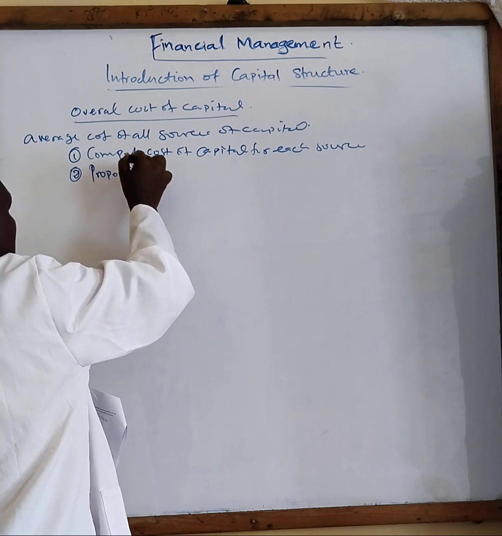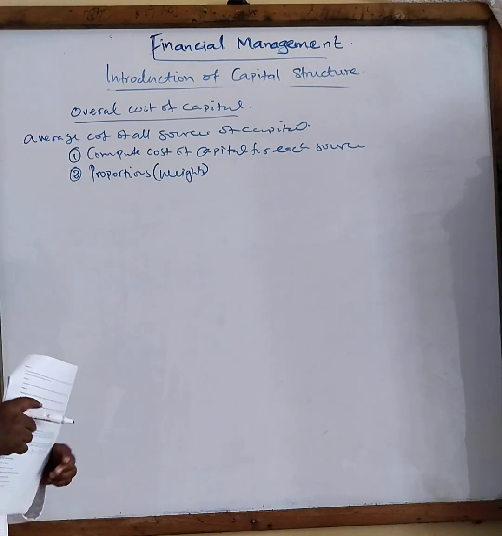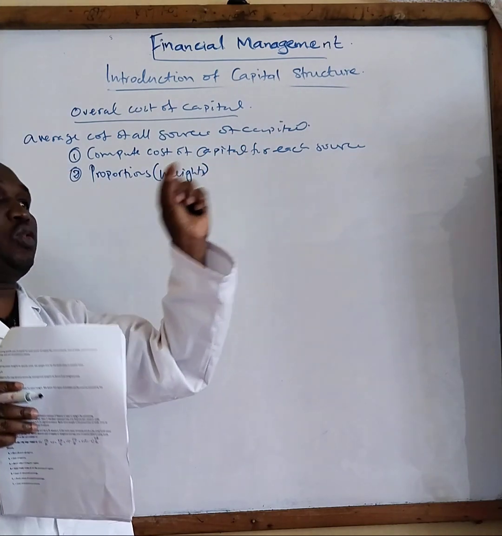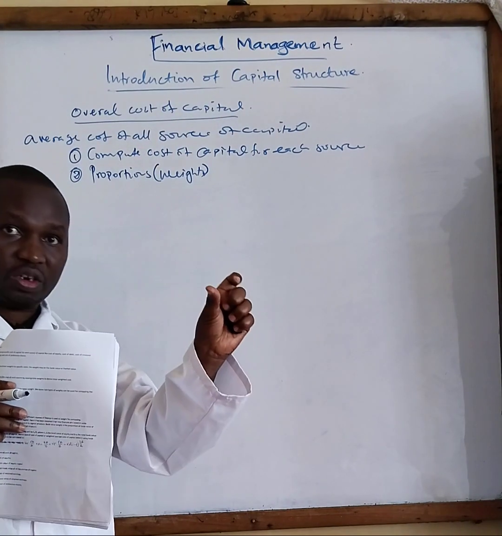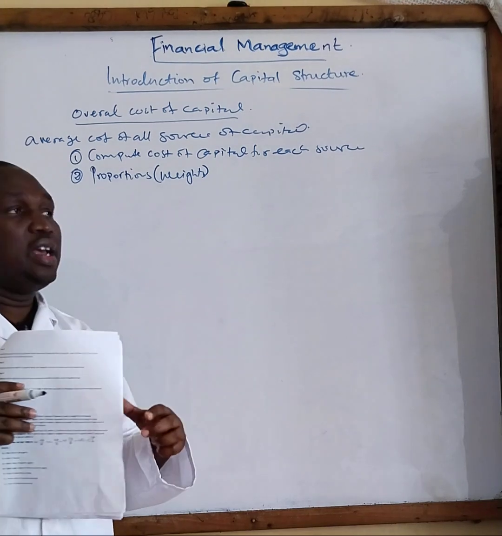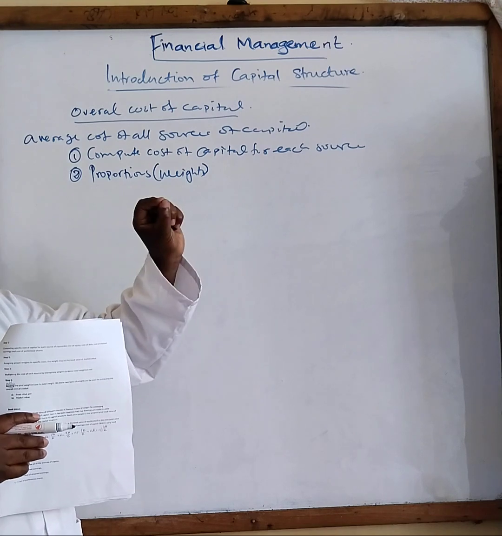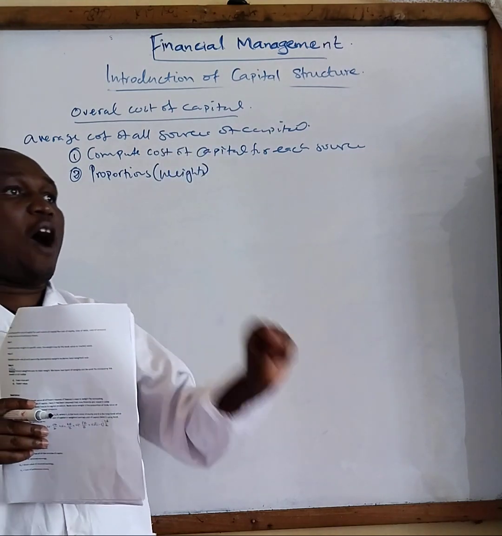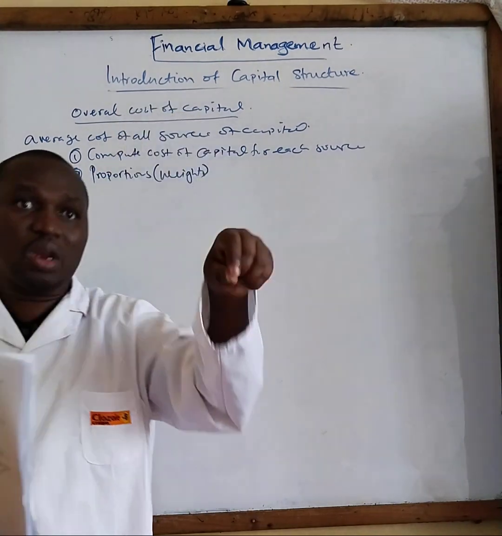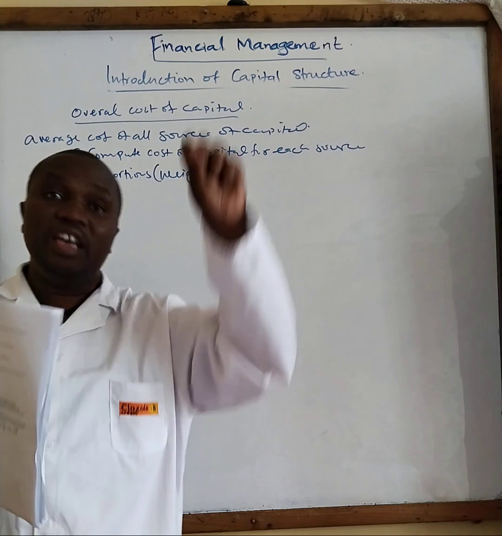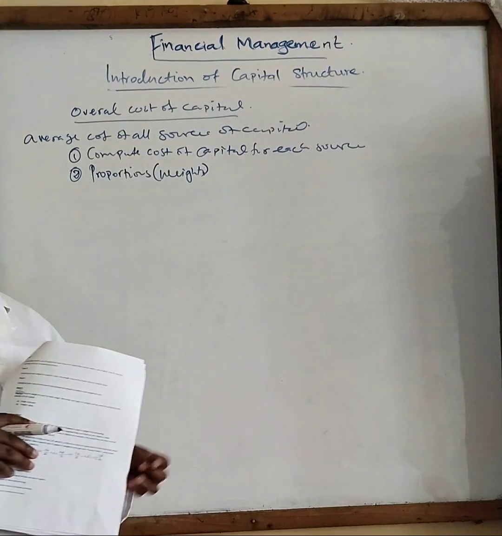Proportions, you can also call them weights. Weights is how much equity is out of the total, which means equity over the total capital. You get that proportion, that is the weight. For us to get that proportion, that is how much the equity is in the total, how much the retained earnings are in the total, how much the preference shares are in the total, and how much the debt is in the total, we have to calculate what we call proportions or weights.